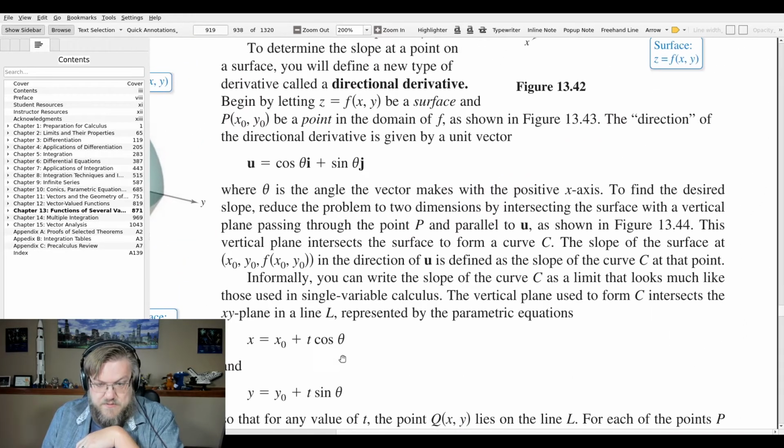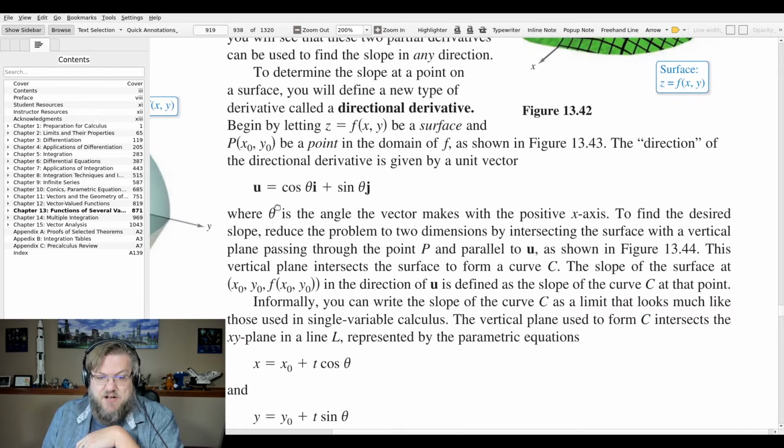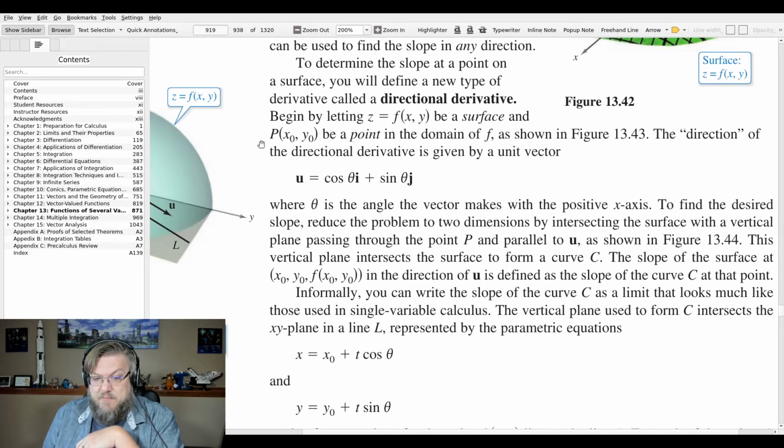To set that up requires a little bit of work. So let's see what we got. They start off by saying, let's have a surface, z equals f of x, y, and we have a certain point that we care about.